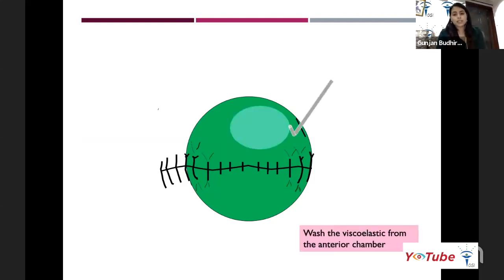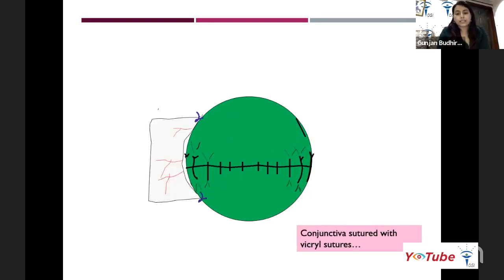Whatever viscoelastic we had injected should be replaced with the help of saline to form the anterior chamber. And also, as described earlier, we have to achieve a watertight closure, not an airtight closure. And then nicely cover the conjunctiva by repairing it with Vicryl sutures.